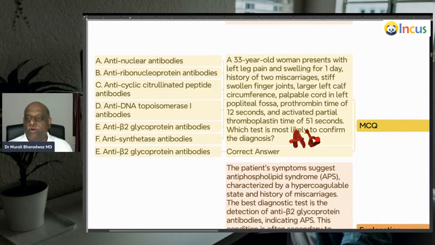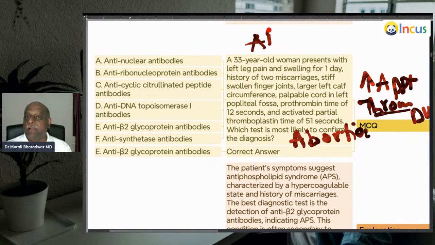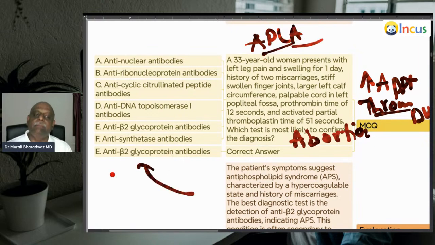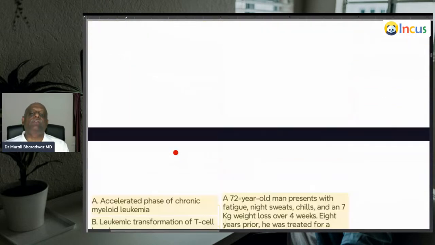So, what is the triad? Abortions. Presence of prolonged APTT, right? And thrombotic episodes like DVTs. This combination is called APLA syndrome, antiphospholipid antibody syndrome. So anti-beta 2 glycoprotein antibodies among the antiphospholipid antibodies will be there.